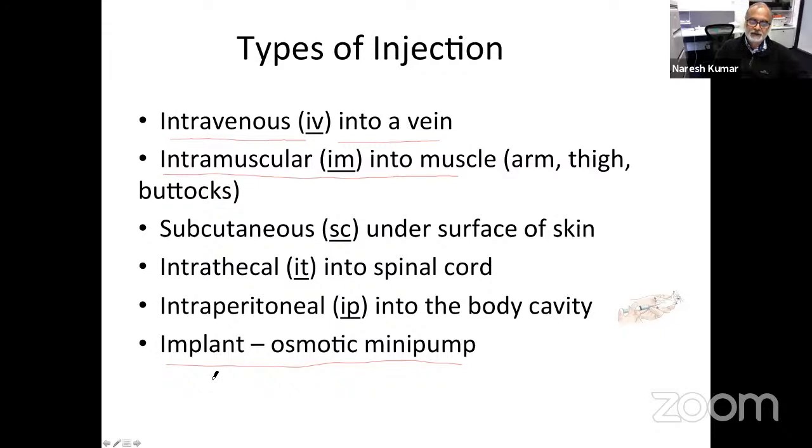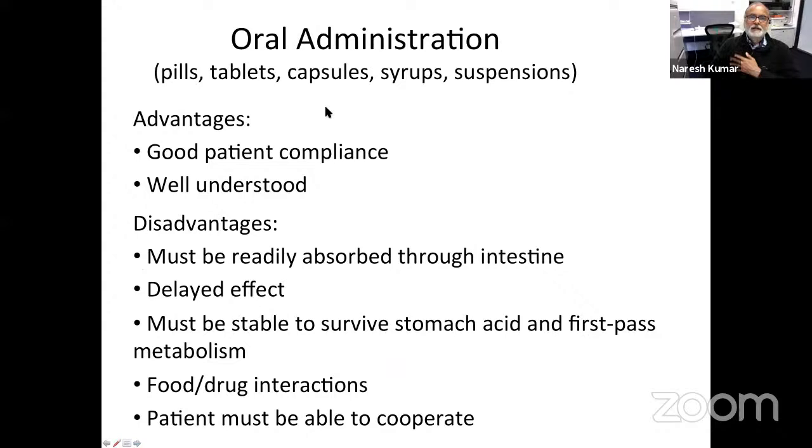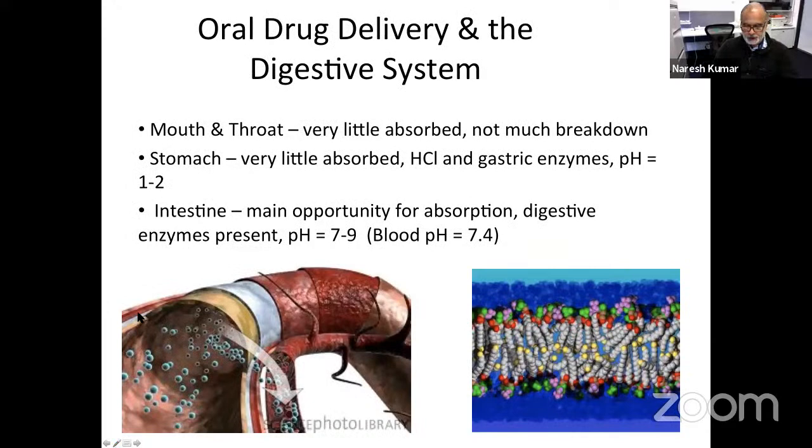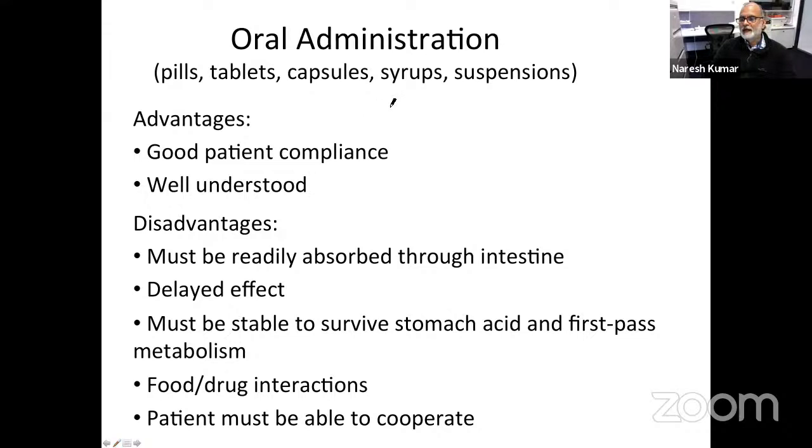Okay. What about oral administration? So I've been telling everybody that oral administration is the preferred route as far as drugs are concerned. And we're going to find out in a minute what properties are important in terms of having a drug which becomes bioavailable when it's taken orally.